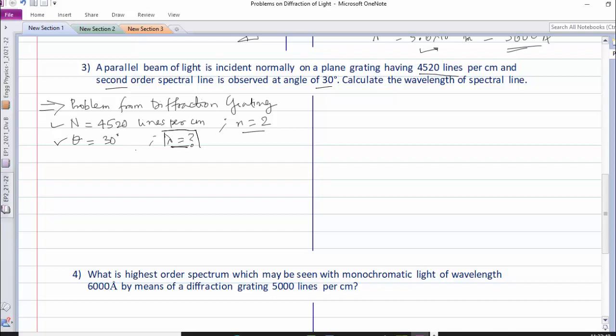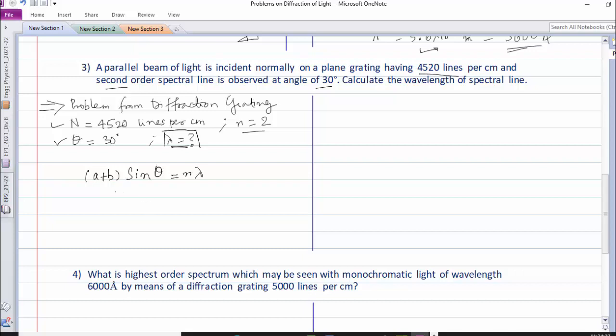This is clearly a problem from the theory of diffraction grating. So here we will use the condition for nth order plane diffraction grating maxima, because here the spectral line is visible and we have to calculate its wavelength. Therefore, we will be using the condition for maxima. So it is (a plus b) sine theta equal to n times lambda.